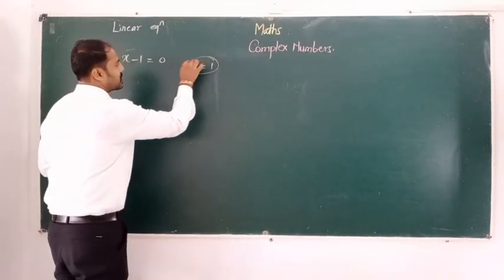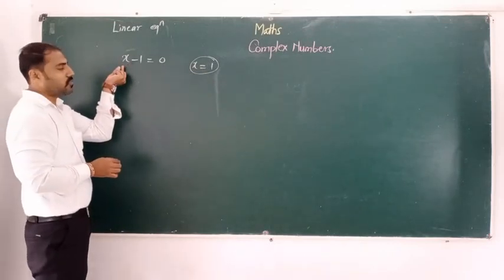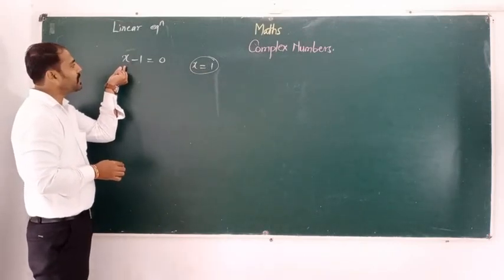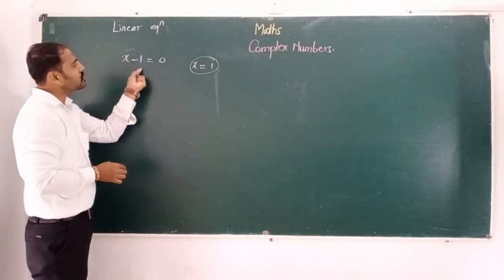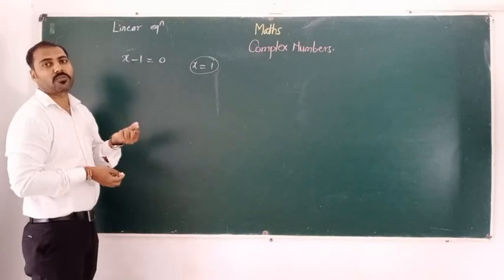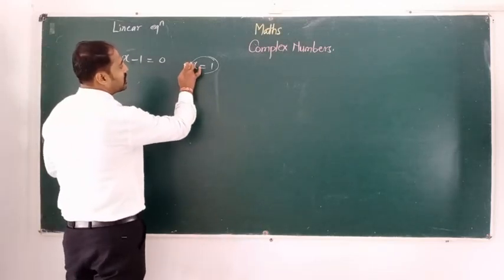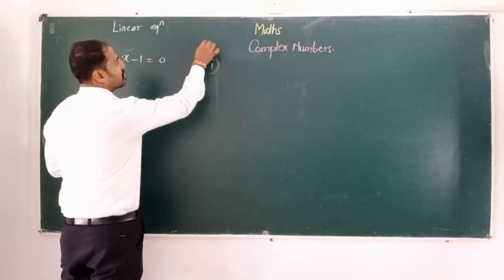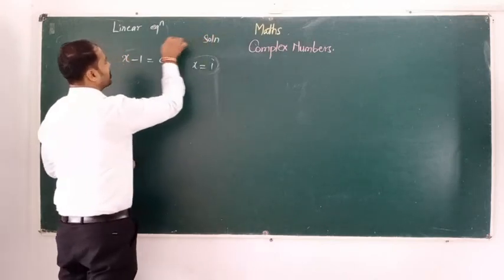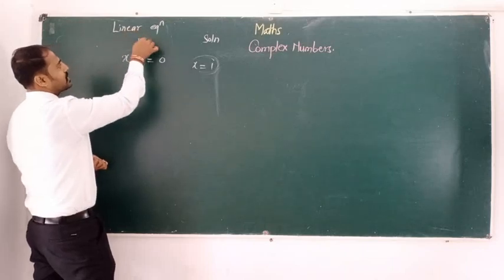Look at it. x is equal to 1 is the solution of this equation, because when we put x is equal to 1 here, we get 1 minus 1, which is equal to 0, that is the RHS. So x is equal to 1 is called the solution, and this x minus 1 is equal to 0 is called a linear equation.